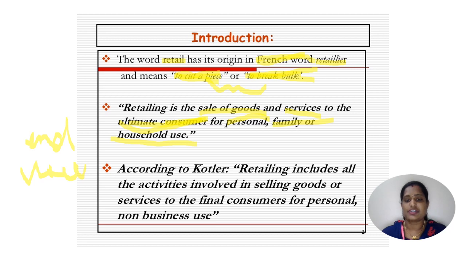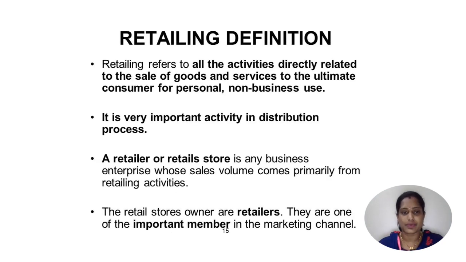Now when you see the definitions, according to Philip Kotler, retailing includes all the activities involved in selling goods or services to the final consumer for personal non-business use. Not for business but for his personal use. I hope you are clear with the meaning of retailing. Retailing refers to all the activities directly related to the sale of goods and services to the ultimate consumer for personal or non-business use.